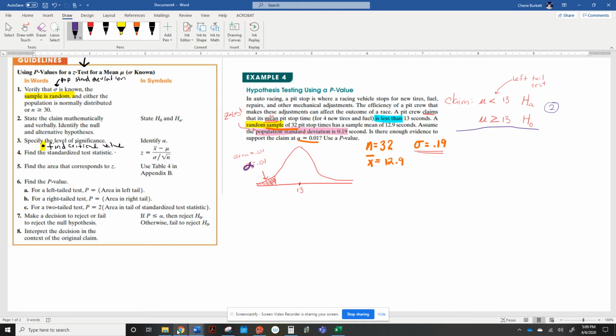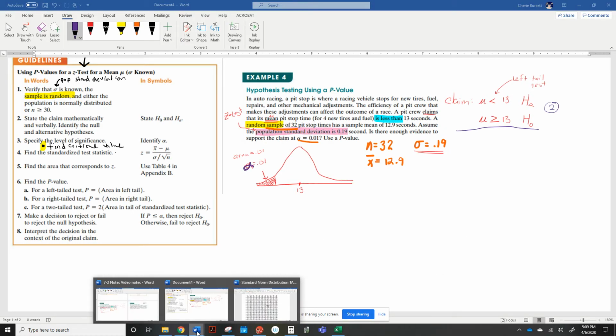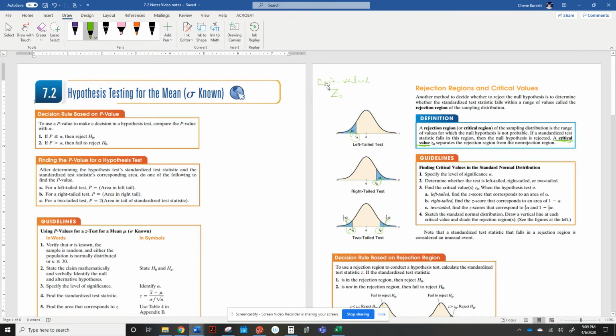I'm going to jump back over to my notes and show you that it explains it right here. Very important vocabulary. Notice the notation, the critical value is Z sub alpha, and the critical value is going to be the z-score that goes along with that alpha area. So notice that every time they list an alpha, you get a critical value.